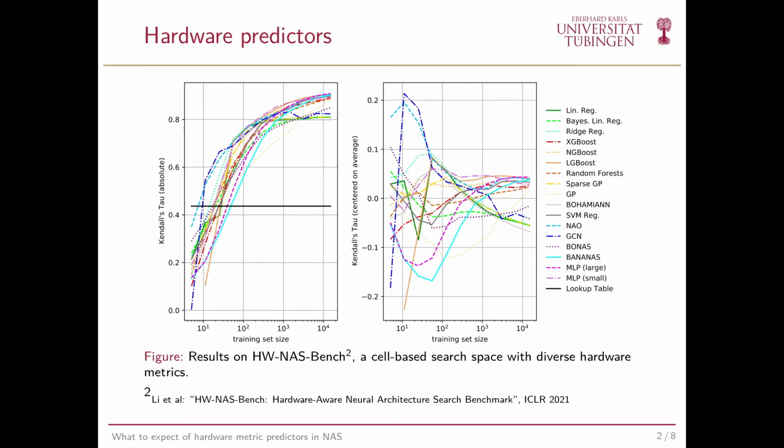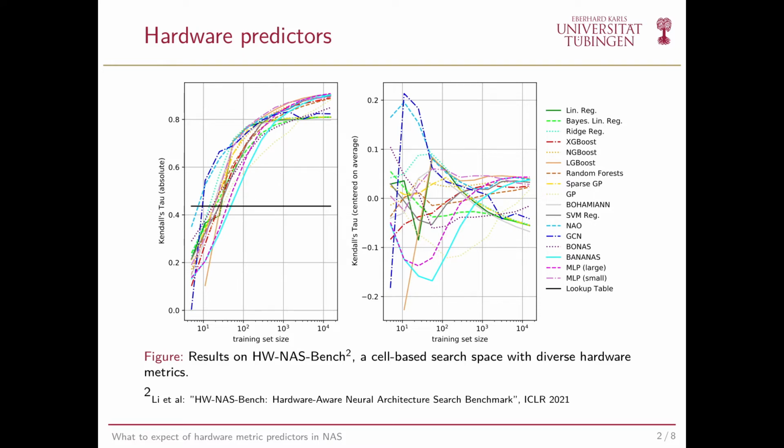Okay, let's see which predictors are best. We ran an empirical study over quite a number of different metrics and devices here on Hardware NAS Bench, which is a cell-based search space. You can see that we have Kendall's Tau ranking, which is optimal if it's 1, because then we have a prediction that correlates perfectly on the test set with the ground truth.